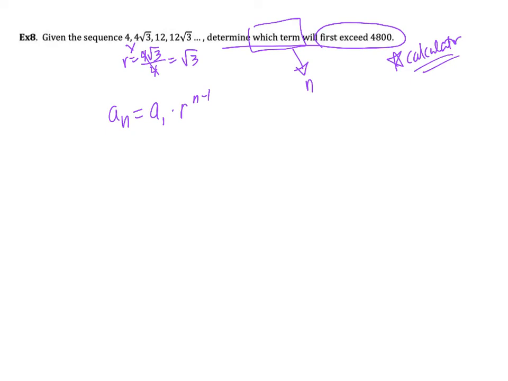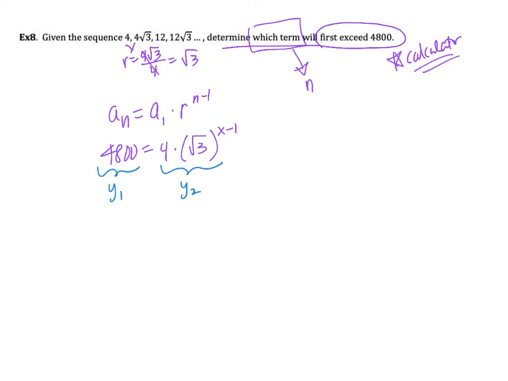Okay, so what you should have done for this one is you should have plugged in your 4,800. It equals your first term, which is 4, times your common ratio, which we said was √3, and then we're taking that to the x minus 1 power. I changed n to x because I need to use my calculator in order to solve this. My left-hand side, I'm going to put in to y sub 1. My right-hand side, I'm going to put into y sub 2.